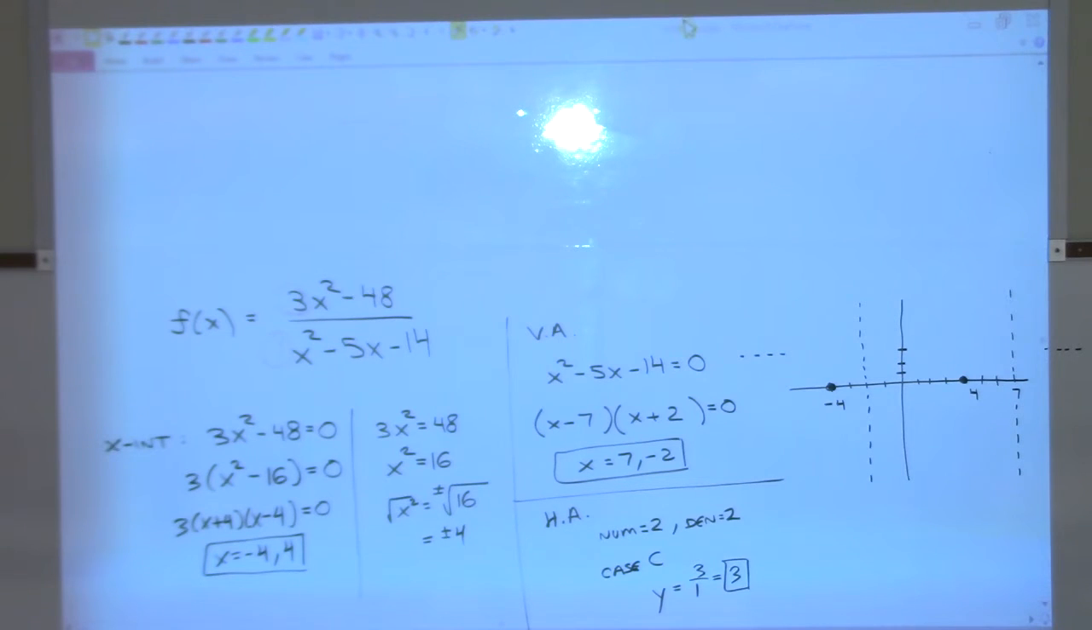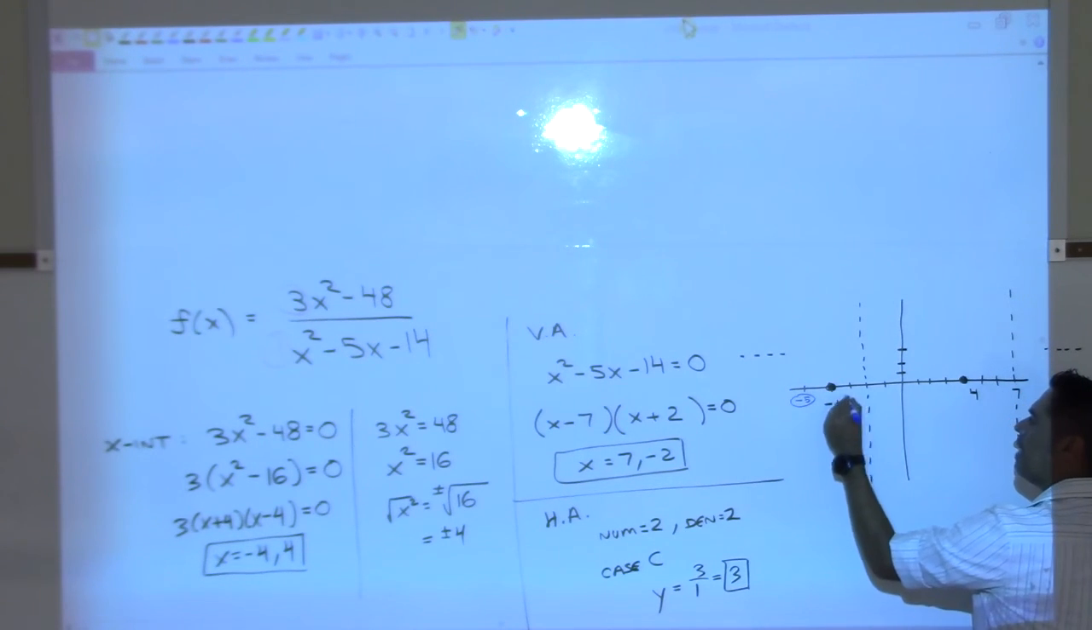And then what do you need at this point? What do you need to do now? Test points. Okay, so test points come next. So somebody give me the test point to the furthest left that we can use. -5 will work.